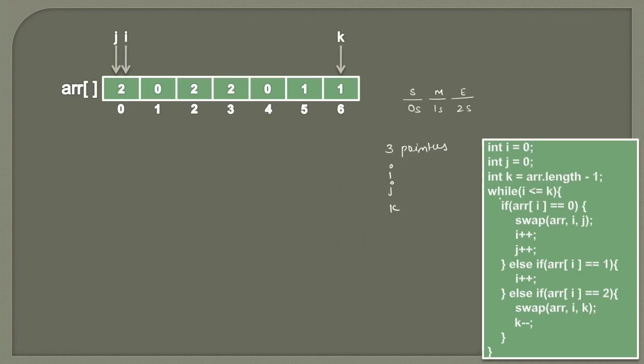Now after that we are providing a while loop where the condition is I should be less than or equal to K. Here I is our main pointer which will actually traverse the array in this direction, and K traverses in this direction, and this loop will go till I is less than or equal to K. Once I crosses K, this while loop will terminate and our array will be sorted in zeros, ones and twos format.